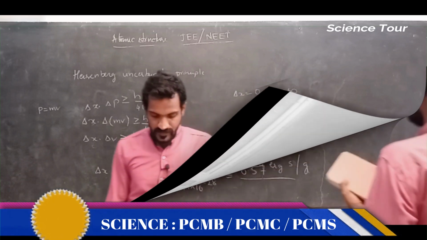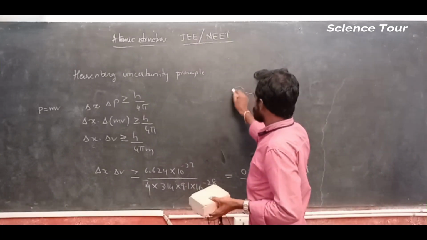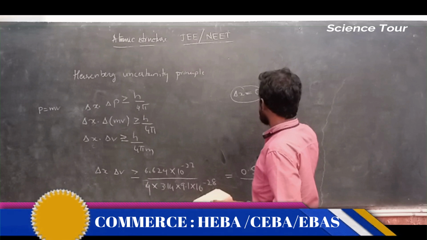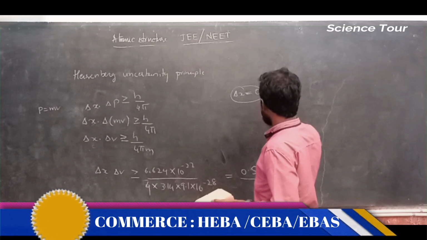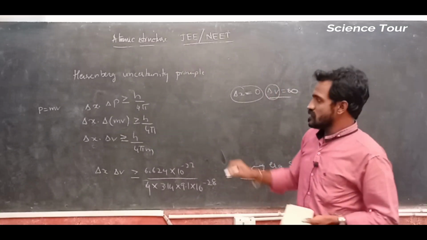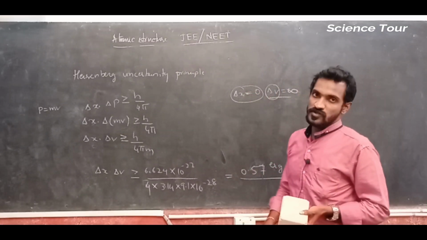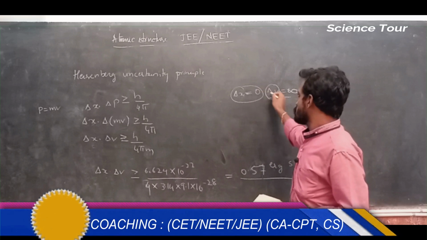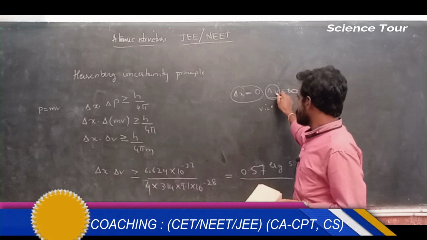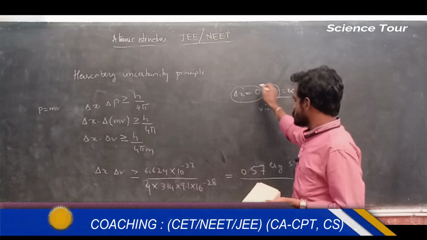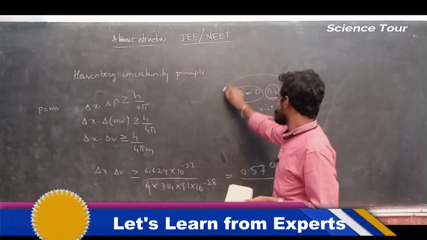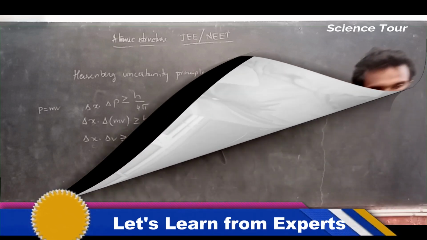Okay, the change in position delta x equal to 0 means the change in velocity, delta v, is infinity. Understood? Change in position is equal to 0 means change in velocity is infinity, vice versa. That means change in velocity is 0 means change in position is infinity. Vice versa. Note down this point, my dear students.